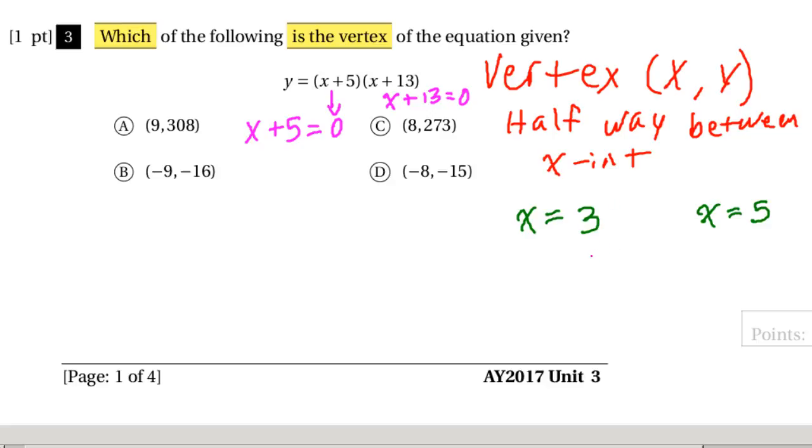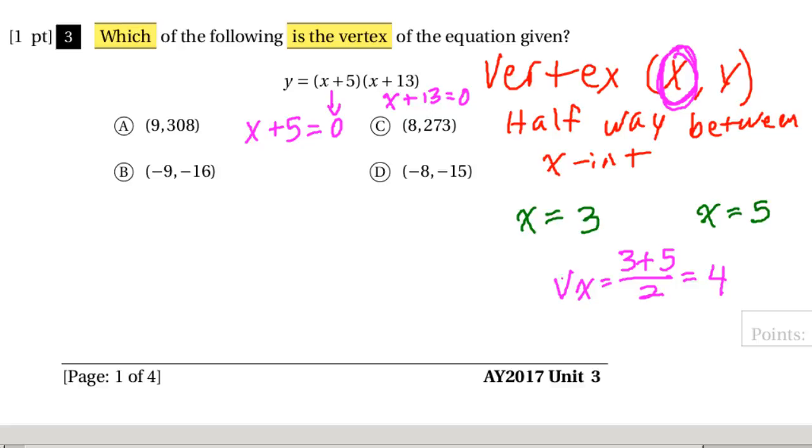I would say, okay, to find the halfway point between 3 and 5, I would say 3 plus 5, and then divide by 2. Well, 3 plus 5 is 8, divide by 2 is 4. This would tell me the vertex x-coordinate. So that would tell me what this is right here, just this number.